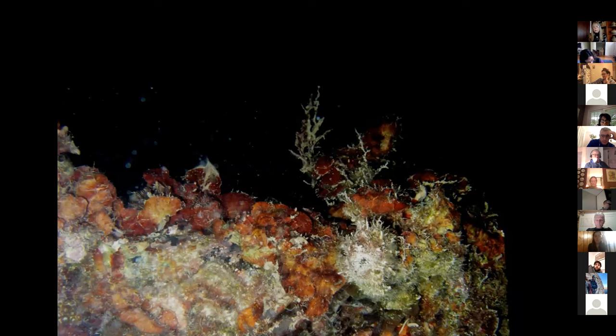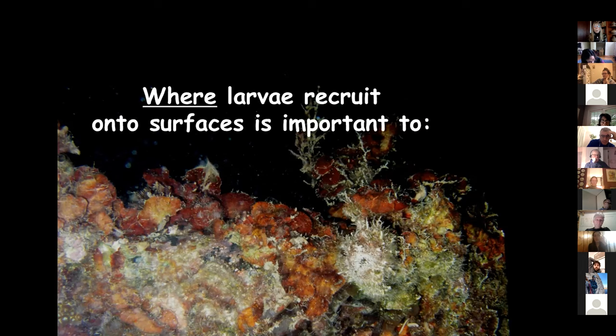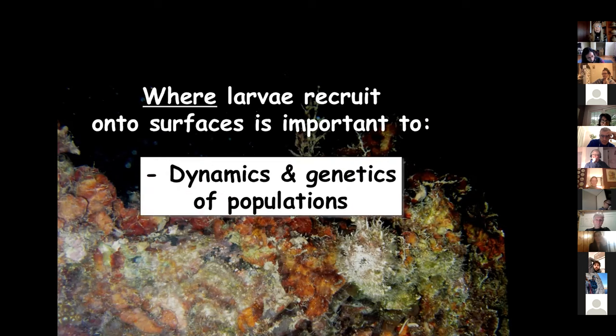And the work I'm going to focus on today, the system is larvae of benthic organisms. So bottom-dwelling organisms like these things growing on a dock release microscopic larvae that are transported by ocean currents, and that's how they disperse to new habitats. But where these larvae recruit onto new surfaces is important to a number of important ecological processes.